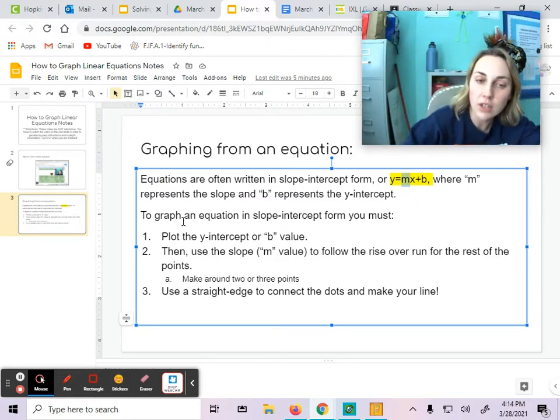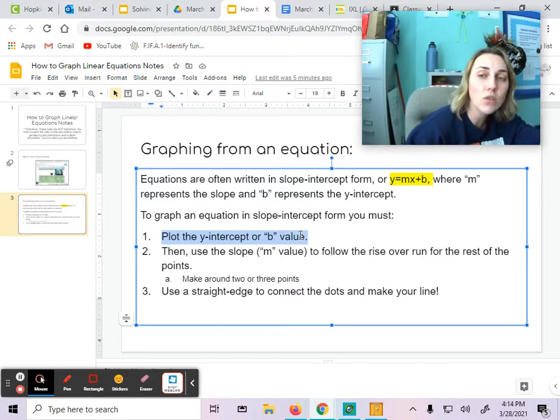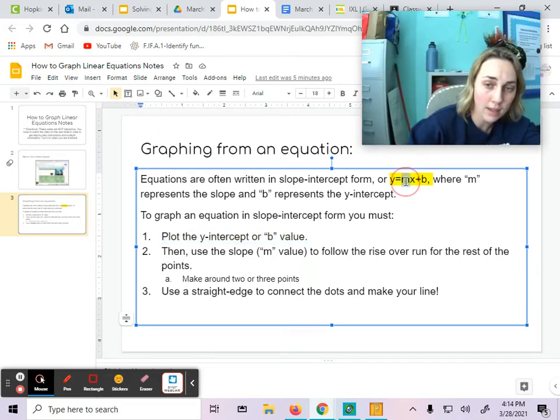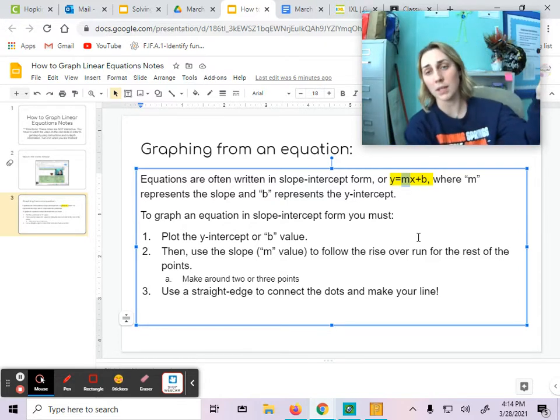So here are the steps to graphing an equation. First step is you have to plot the y-intercept. Again, the y-intercept is your b value. So you have to plot that first. After you plot that, then you can use the slope, which is your m value. It's the number next to the x. And you're going to use the slope to do rise over run to make the rest of your line.